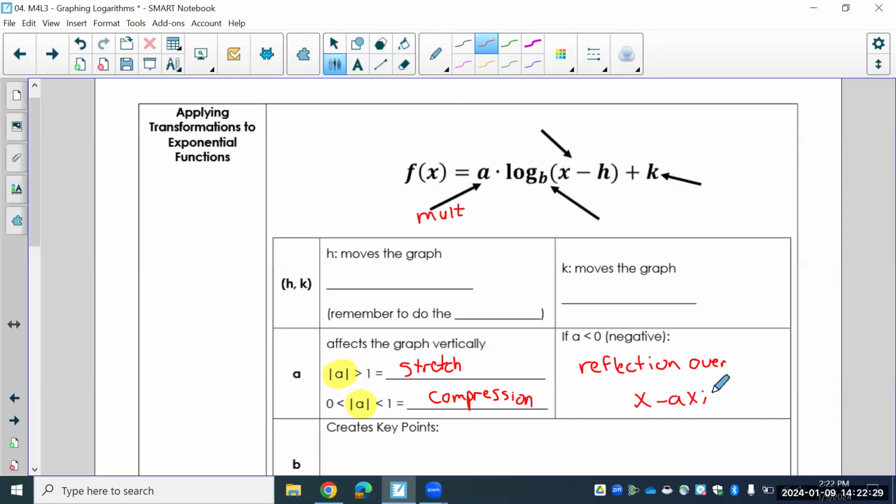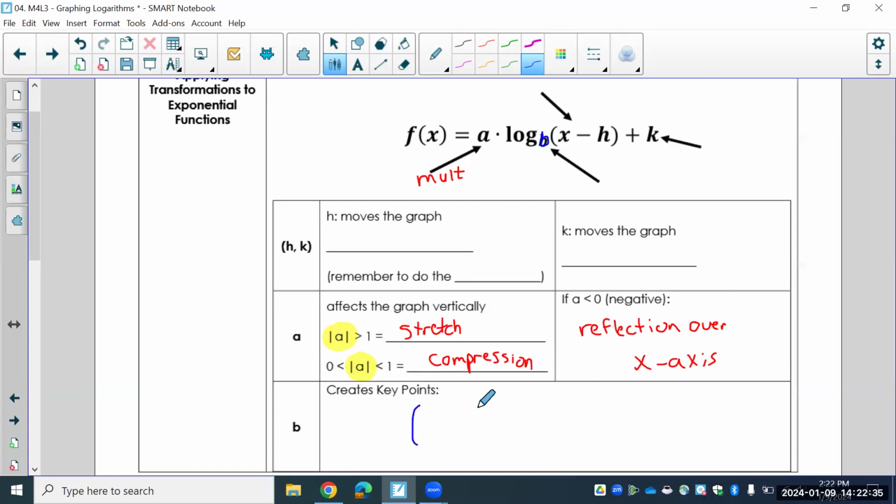All right, and so from there, let's take a look at b. Well, b produces the key points. We talked about that in the previous video, but if you're watching this one without it, let's go ahead and write them down again. The key points for a logarithm are 1 over b, comma, -1, 1 comma 0, and b comma 1. Keep in mind that 1, 0 is the x-intercept for all logarithmic graphs. This just means write the base down with 1, and this means reciprocate the base.